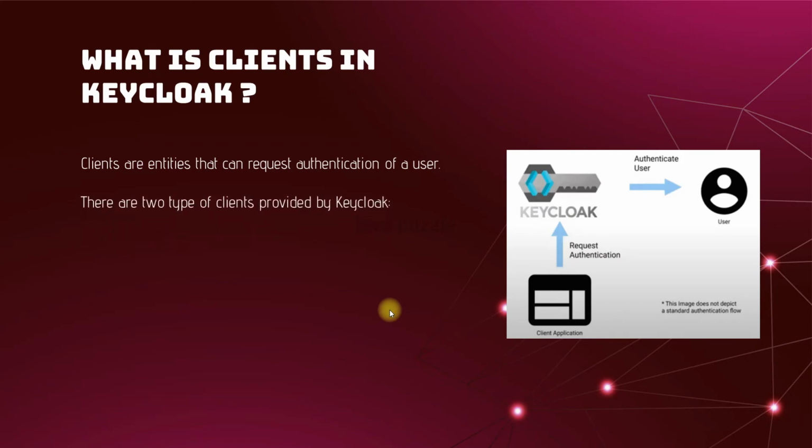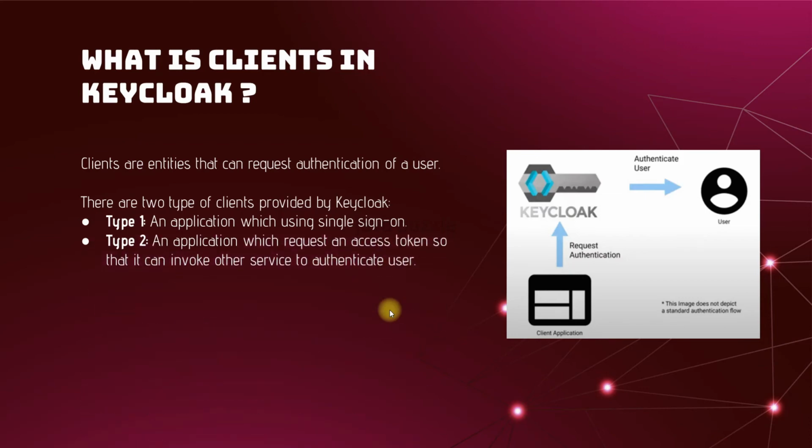There are two types of clients provided by KeyCloak. Type 1 is an application which uses single sign-on. This type of application only needs the user authenticated through KeyCloak and retrieves the user information. Normally, these clients get the user information from the ID token. Type 2 is an application which requests an access token so that it can invoke a service to authenticate the user. Today we are going to discuss the type 1 client.